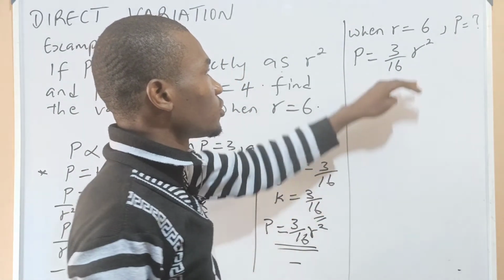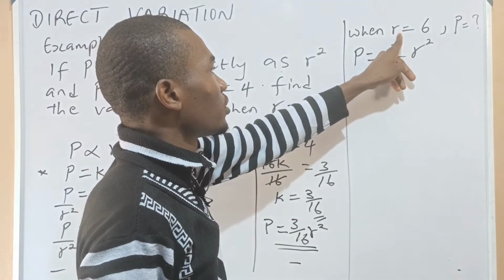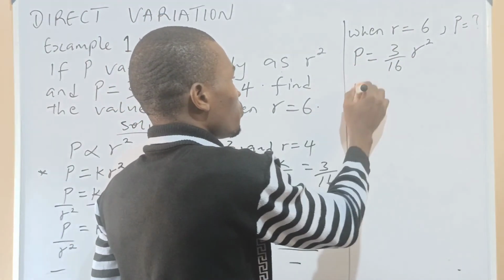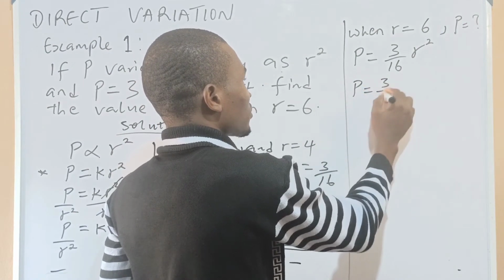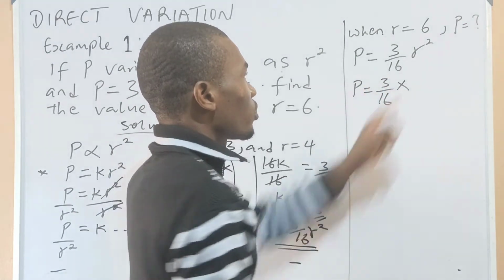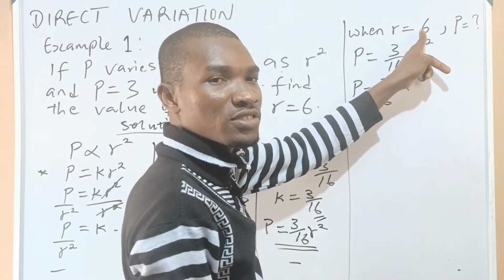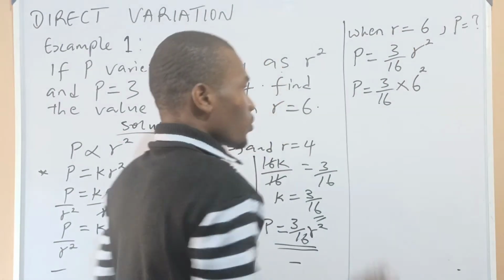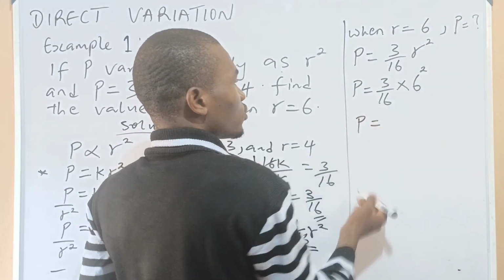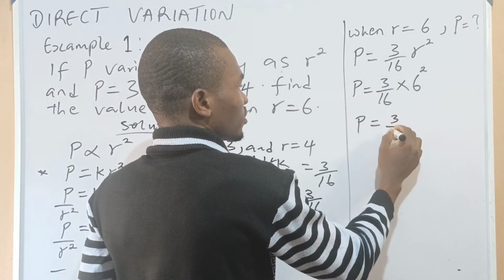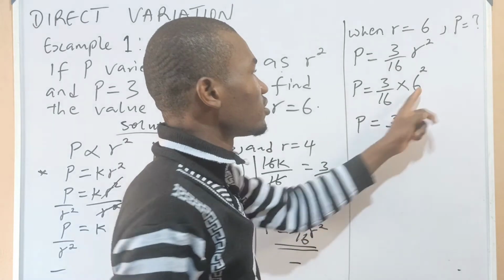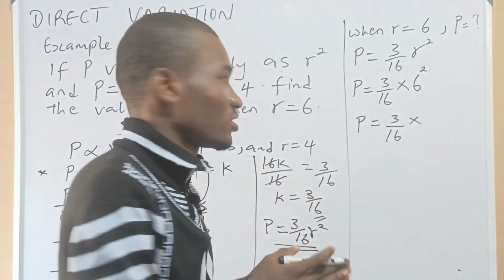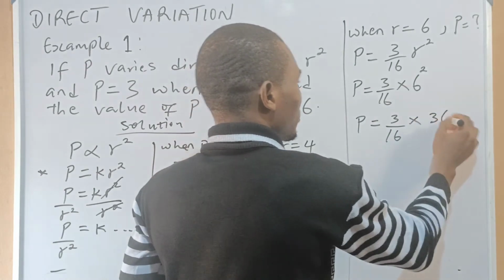Then we can now substitute for the value of R in this given equation of relationship, such that we have P is equal to 3 over 16 multiplied by, what is our R? Our R is now 6. Then we have 6 raised to the power of 2. So P is equal to 3 over 16 multiplied by 6 squared, which of course means 6 multiplied by 6, which is 36. Then we have 36 here.